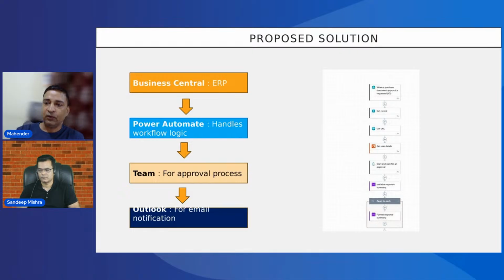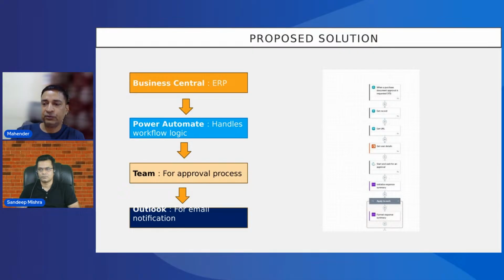Once this is created, it will trigger Power Automate. Power Automate is what we use for the workflow logic: if some trigger happens, what we need to do. This workflow will take care of fetching the data, deciding which department it goes to, and where to send the notification or Outlook email. So for this we are going to use Power Automate.